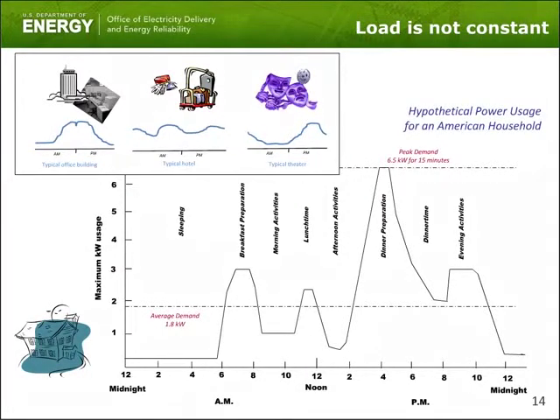Load is not constant. And if there's one element to remember, it's this diagram. The diagram at the bottom is a hypothetical power usage for an American household, and it changes dramatically. It's not one size fits all. But what's important to remember is that there are things called peak demand, which you see up at the top, and the average demand, which is the average usage across the entire day. Now, your usage will fluctuate depending on if you're sleeping, if you're cooking dinner in the afternoon, if you're watching TV at night. But at the end of the day, what the utility or whoever's providing electricity needs to worry about is making sure that there's enough capacity in the system to meet your peak demand.